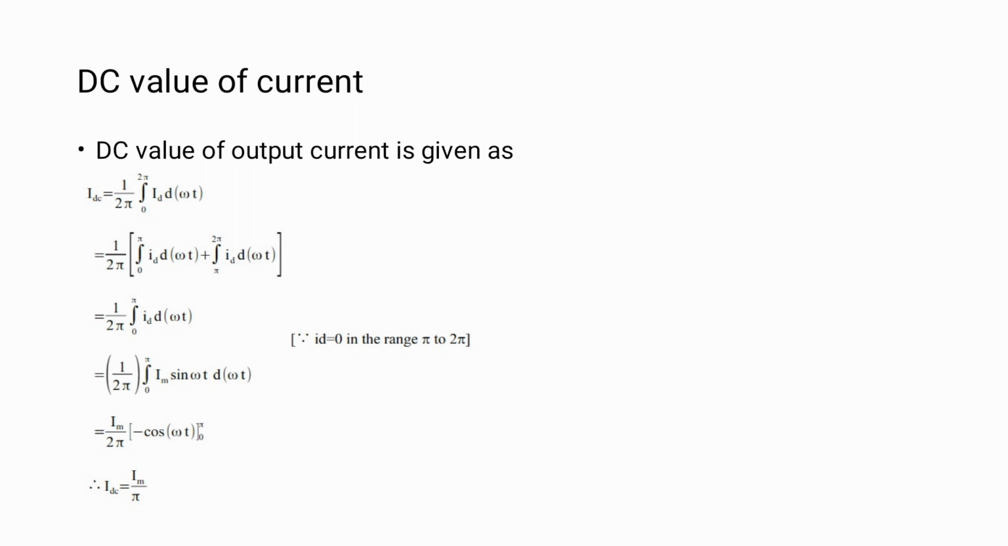From this, we can find the DC value of voltage also, because we know Ohm's law, where V equals IR. So VDC is equal to IDC into RL. Now IDC equals Im by pi. Just multiply with RL, and we have VDC.